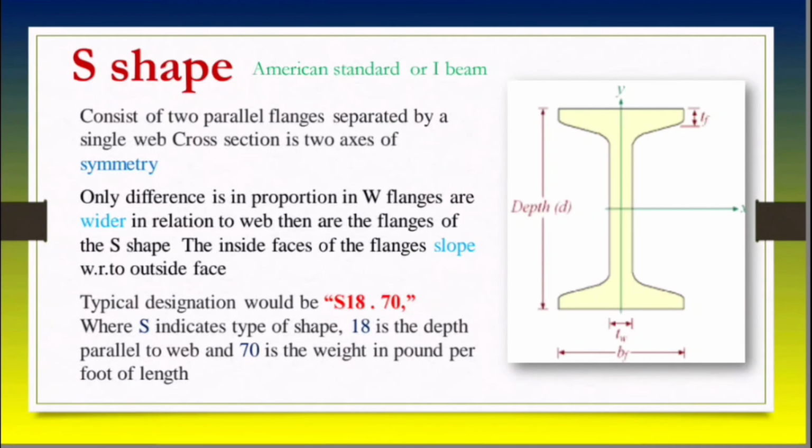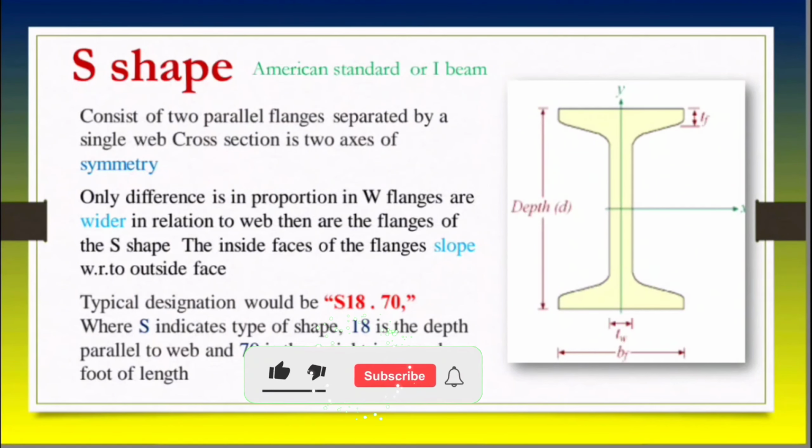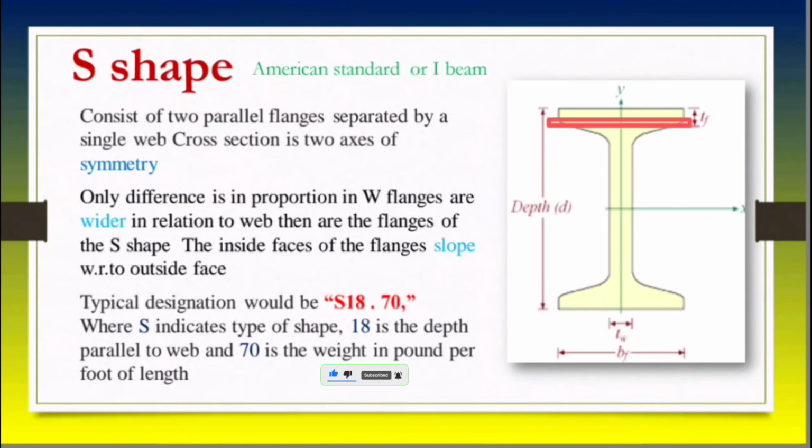The second shape of structural steel is the S shape, also called American standard or I-beam sections. It also consists of two flanges separated by a single web. But the only difference between the S shape and the W shape is that the S shape has a wider web than the flanges.